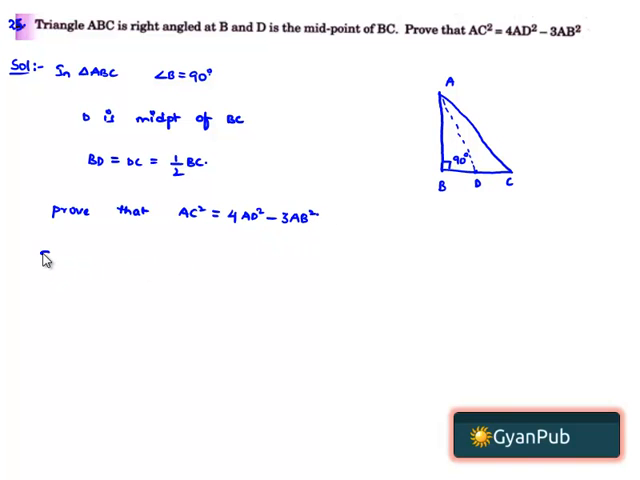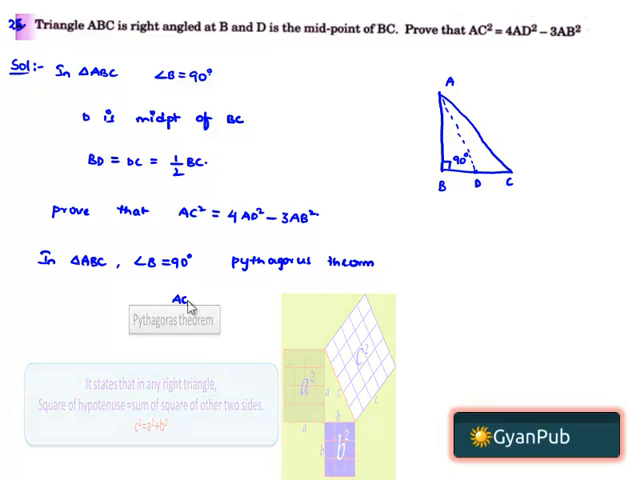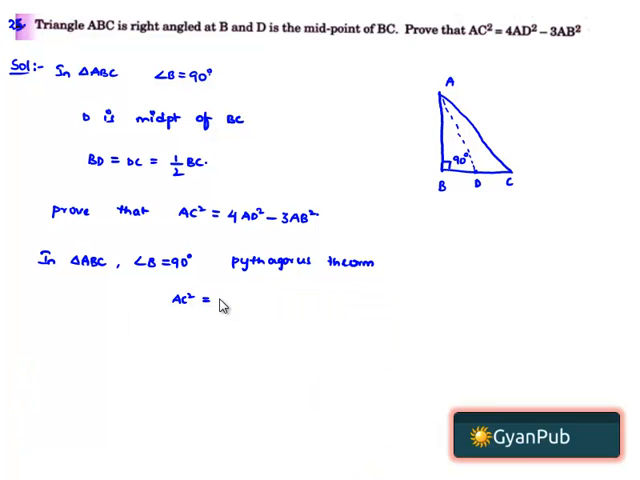Now initially let us consider in triangle ABC angle B is equal to 90 degrees. So let us apply the Pythagoras theorem in this right angle triangle. By Pythagoras theorem we can say that square of hypotenuse, that is AC square, is equal to sum of squares of its sides, that is AB square plus BC square. Let this be as equation number 1.